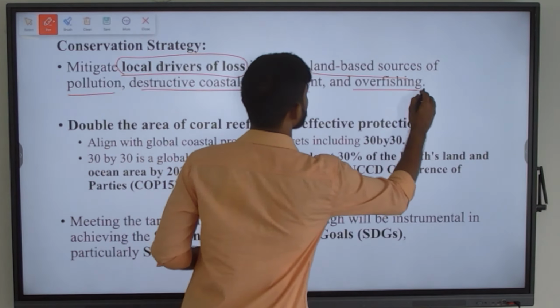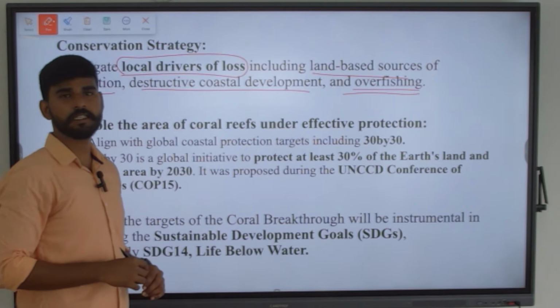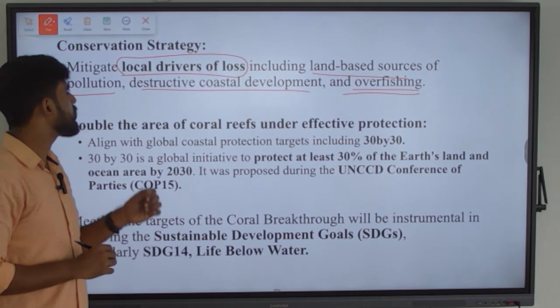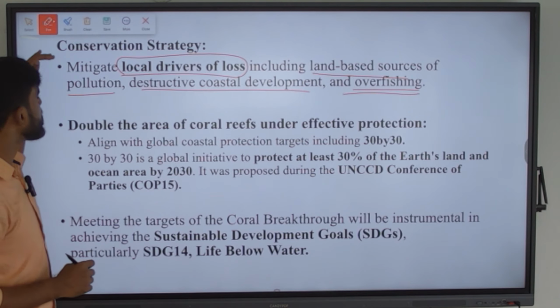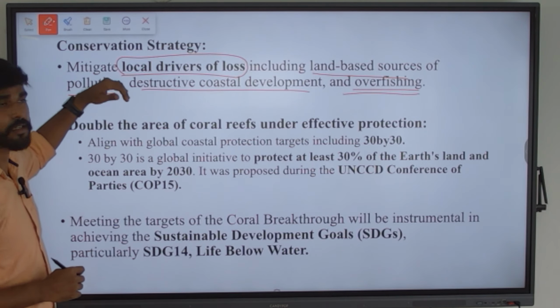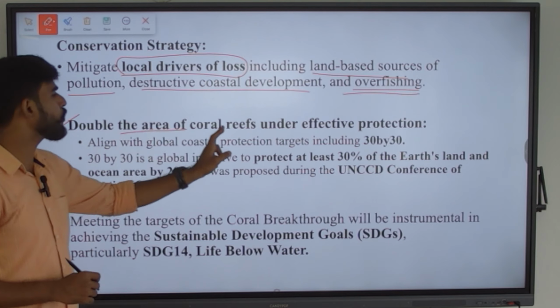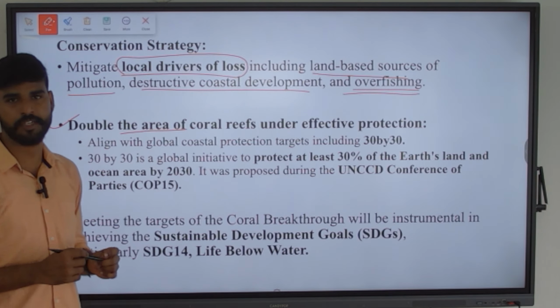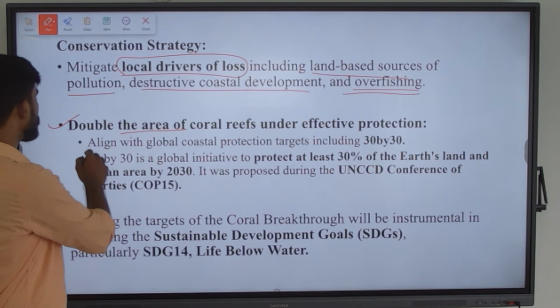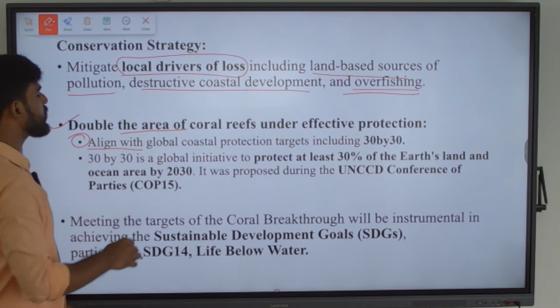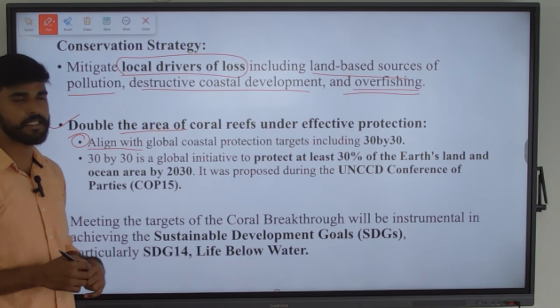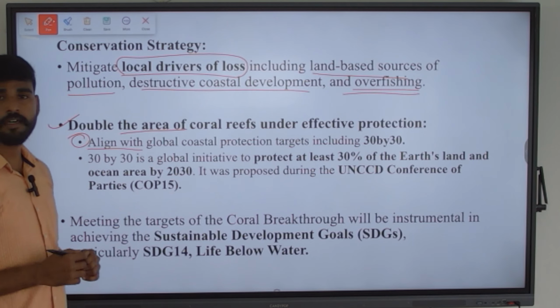Okay, and then overfishing is another problem which is faced by it, and all these problems will be mitigated. That is the first strategy. The second one is to double the area of coral reef under effective protection. What are they going to do? They are planning to align with the global coastal protection targets like 30 by 30.